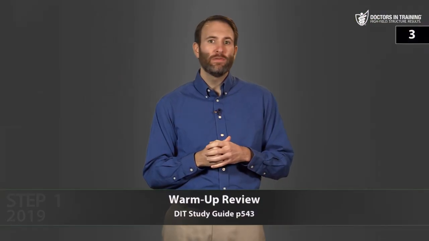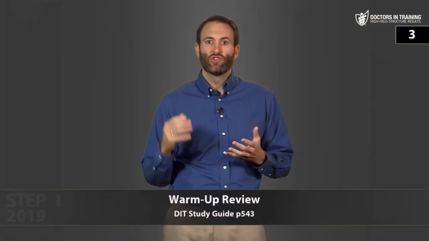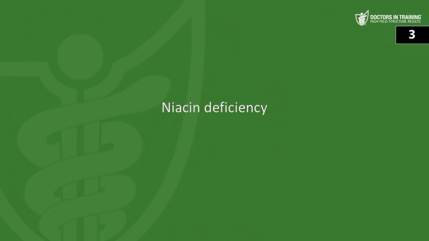Next, what vitamin deficiency results from Hartnup disease? So Hartnup is a deficiency of tryptophan, which leads to niacin deficiency. So don't forget that niacin is also vitamin B3. And niacin or B3 deficiency is also the name of pellagra.